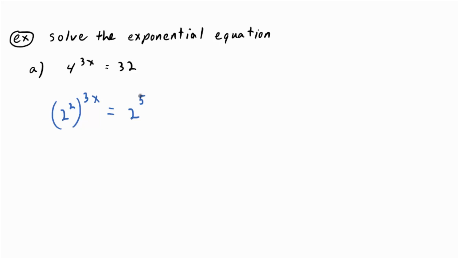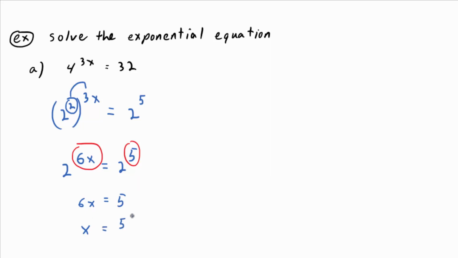And then what's the law of exponents say that I do with the 2 and the 3x? Exponent on the inside, exponent on the outside, you multiply, so you keep the base 2, and you multiply this 2 times the 3x and get 6x, right? So 2 to the 6x equals 2 to the 5th. What do you do at this point? You've got like bases, so set the exponents equal, right? 6x is equal to 5, or x equals 5/6.